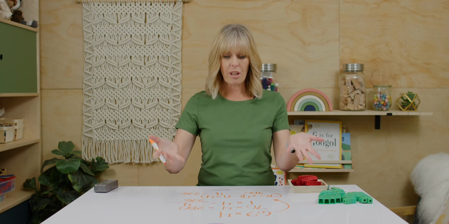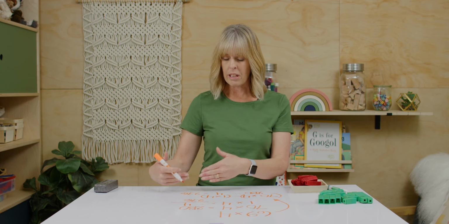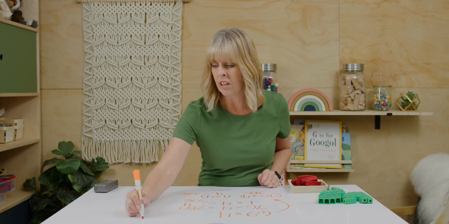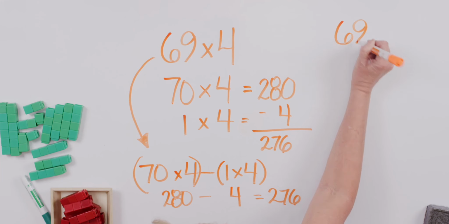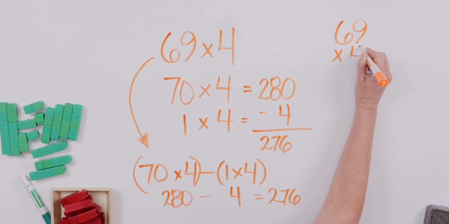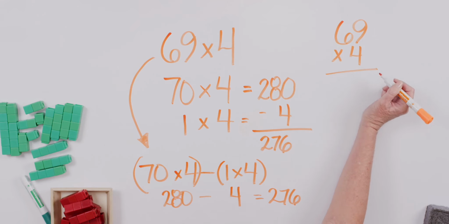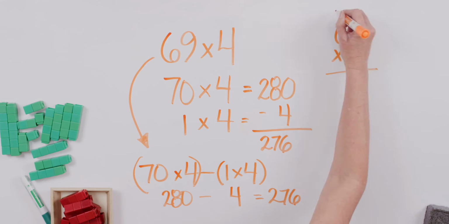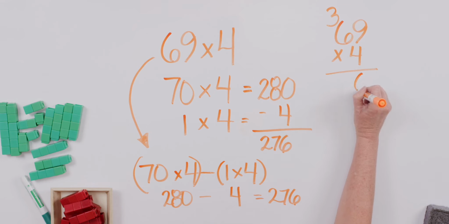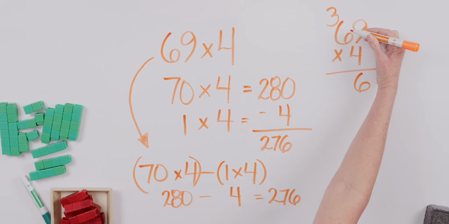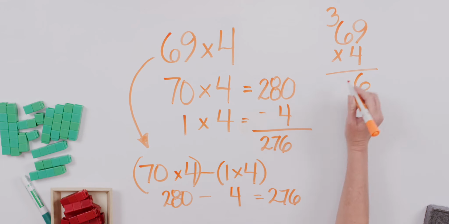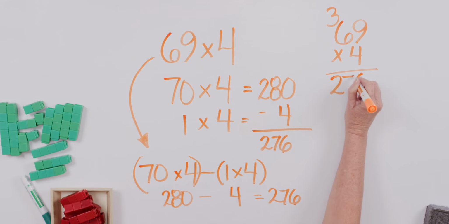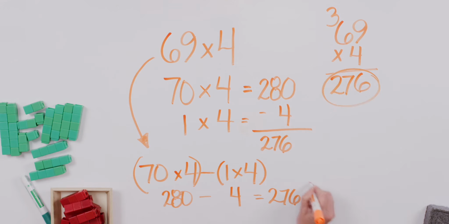Now we can always go back to an algorithm too if we want to, and compare our answer. So if I take 69 and I multiply it by 4, this is a great way to double check. 4 times 9 is going to give me 36. 4 times 6 is going to give me 24. I'm going to add my 3 there. Oh, good. Phew. I'm so glad we got the same answer there.